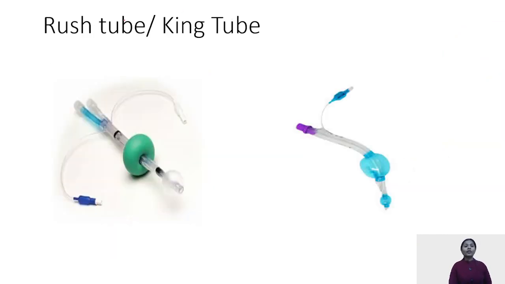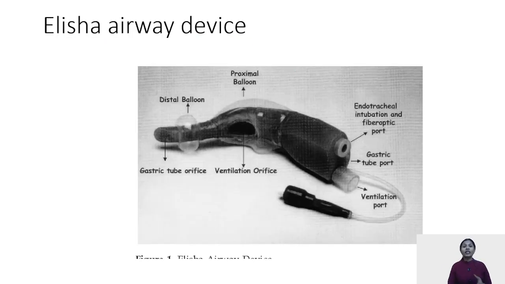You have a Rusch tube or a King's tube. Again, they are double cuff systems, a Rusch tube and a King tube. This is the Alicia airway device which has a triple lumen for gastric, ventilation, and then for a fiber optic port or for endotracheal tube insertion also. It can behave like an intubating LMA. This is a potential question which could be asked.